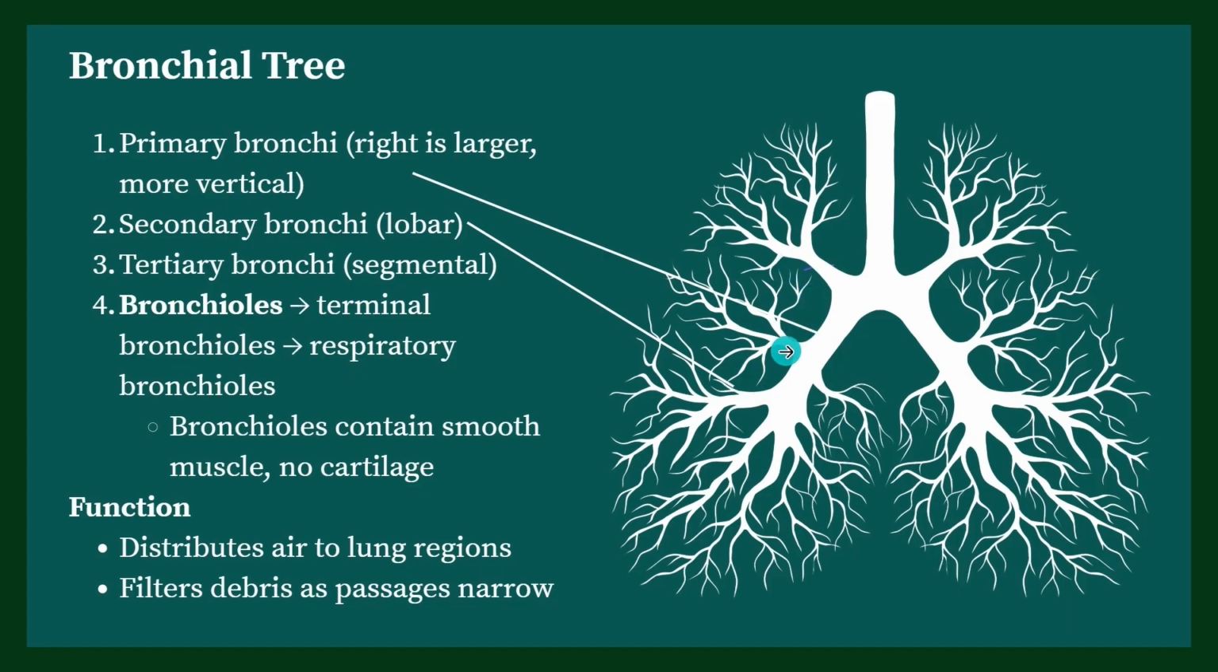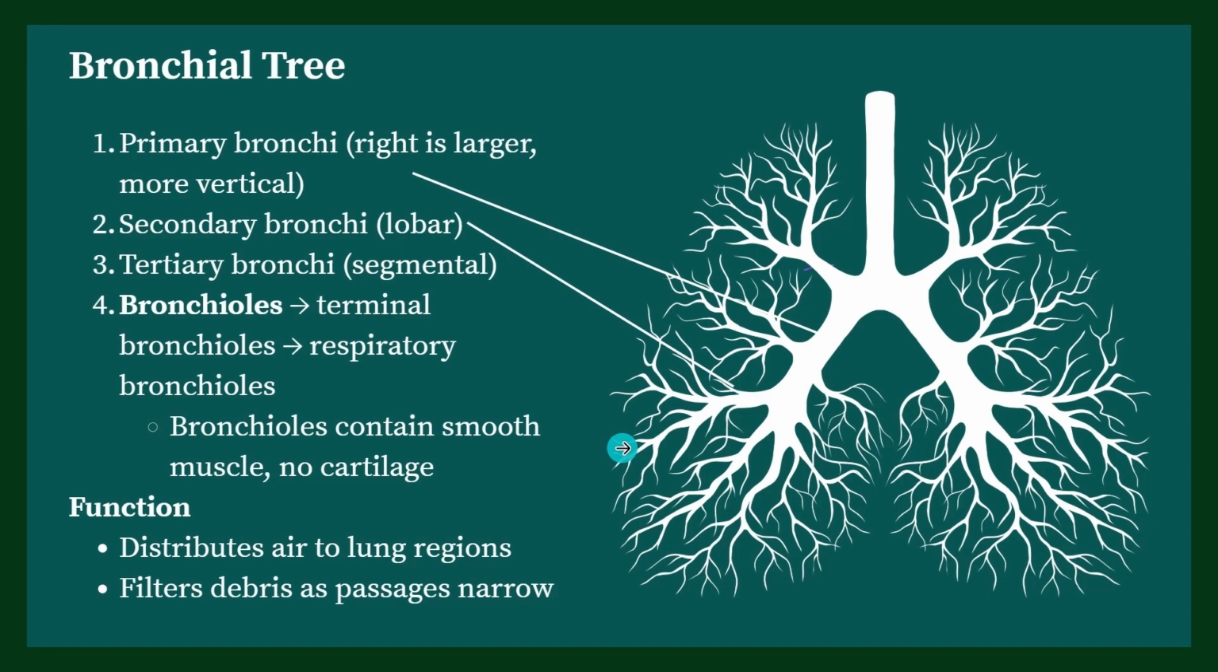So the secondary bronchi are also known as lobar bronchi. They are the secondary branches coming off of the tree. And then tertiary are going to be the other little branches coming off. And then from there, they turn into bronchioles. Those would be the twiggy parts of the tree.